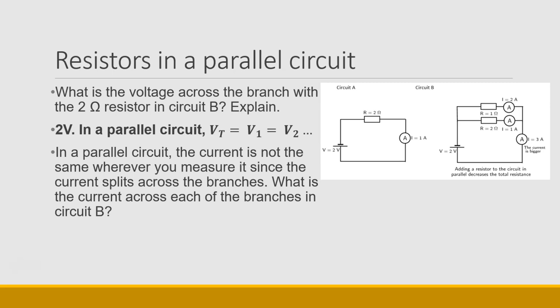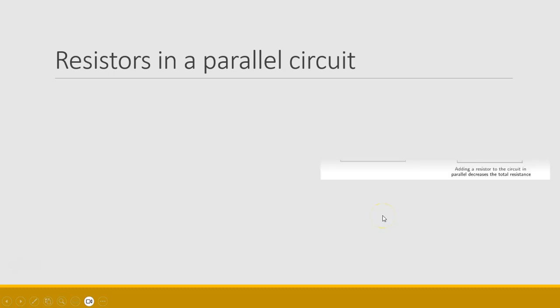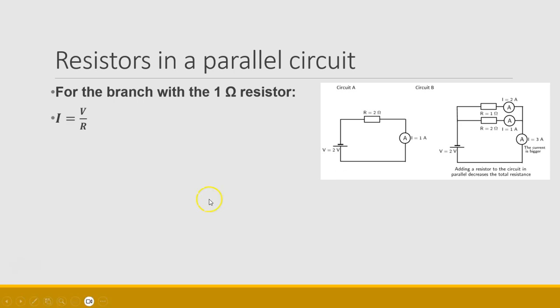In a parallel circuit, the current is not the same wherever you measure it because the current splits at the branches. What is the current across each of the branches in circuit B? We were given these values, but we need to prove it by calculation. We know that across this branch, our voltage is 2 volts and our resistance is 1 ohm. And we know that across this branch, the voltage is 2 volts and the resistance is 2 ohms. And that allows us to work out the current. We are going to use the formula I is equal to V over R.